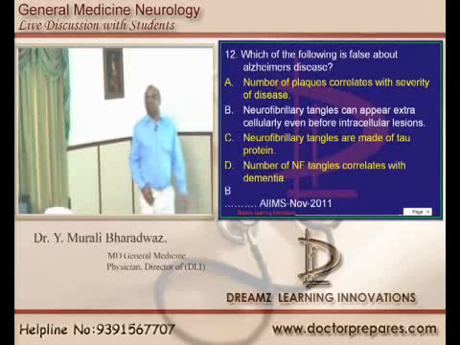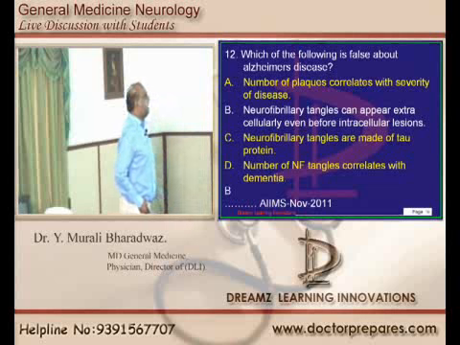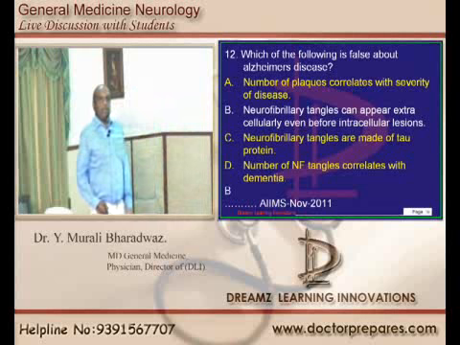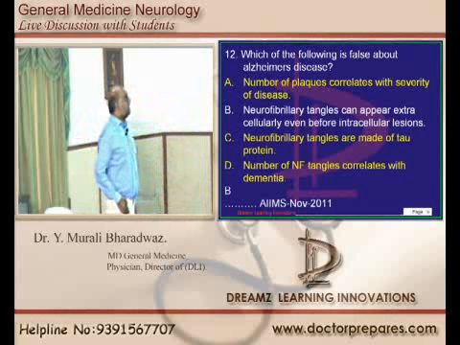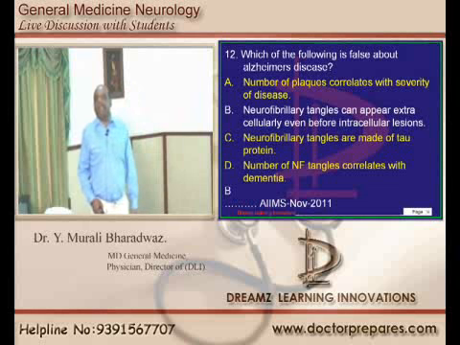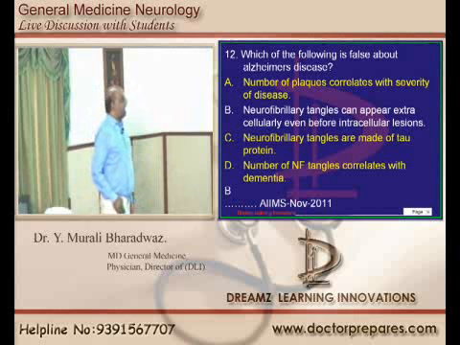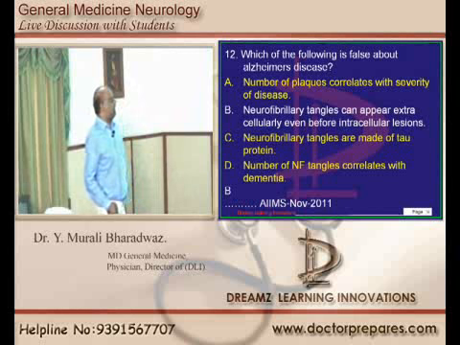Alzheimer's disease, once more. You must know everything, anything about it. Once more, AIIMS November 2011 question. The number of plaques, does it correlate with the severity of the disease? Yes. And the neurofibrillary tangles, they are made up of tau protein. And the number of tangles definitely correlates with the dementia.